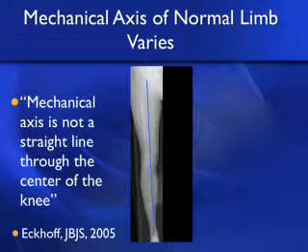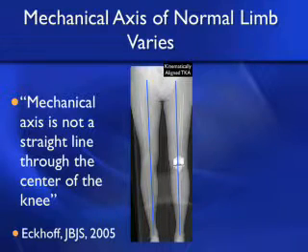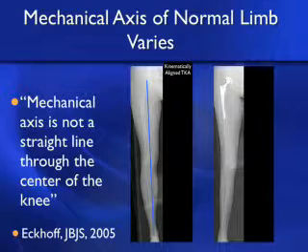And here you can see a normal limb, and the mechanical axis passes through the center, just medial to the weight-bearing axis. And there you can see on the kinematically aligned knee, that same weight-bearing axis is restored.